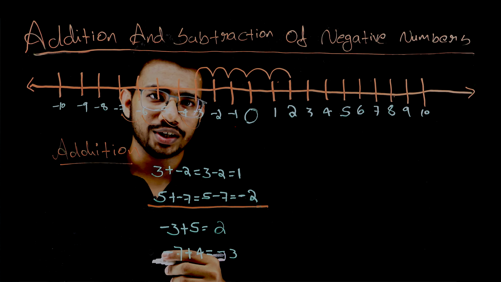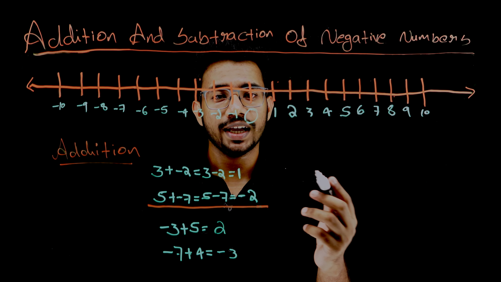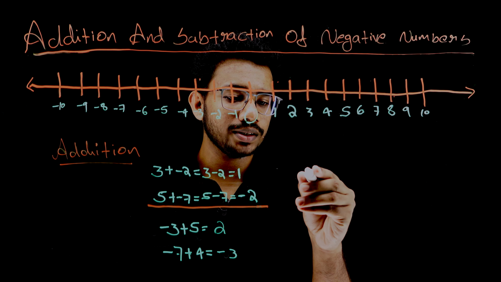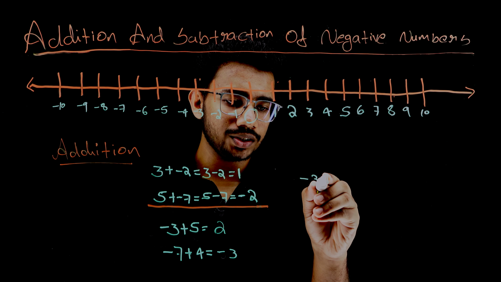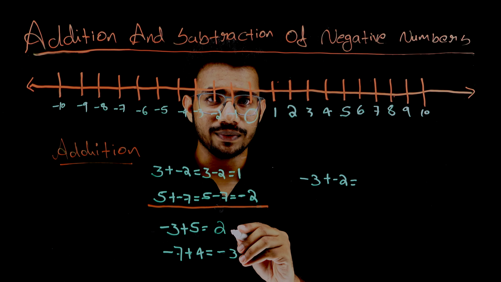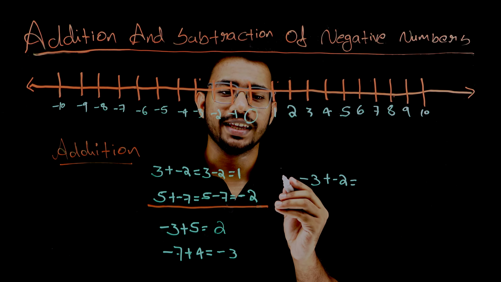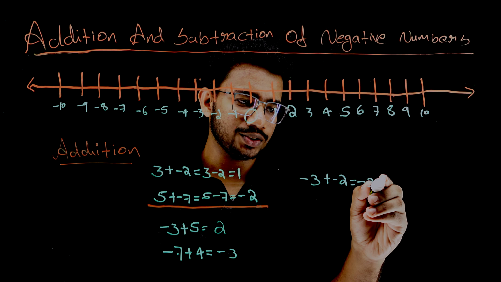So now moving on to the next one. In this one, we would be having a negative number added with another negative number. For example, let's say I need to add -3 plus -2. So here I'm having a positive and a negative, that will become exactly negative. That is equal to -3 minus 2.